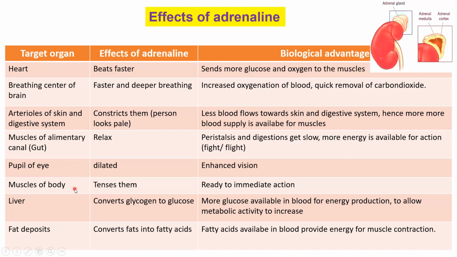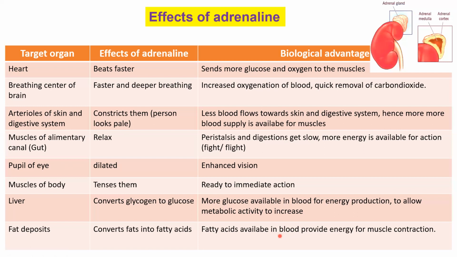ठीक है जी. Muscles of the body are going to be tensed, because they have to do the immediate action, such as running. And the liver: how are these effects going to be produced? The important thing is they have a target organ in the liver, where adrenaline is going to convert glycogen to glucose, so that glucose in the blood is released and is available for respiration, for the provision of energy. As well, fats are going to be converted into fatty acids, which will be oxidized, and they again will provide you the energy.